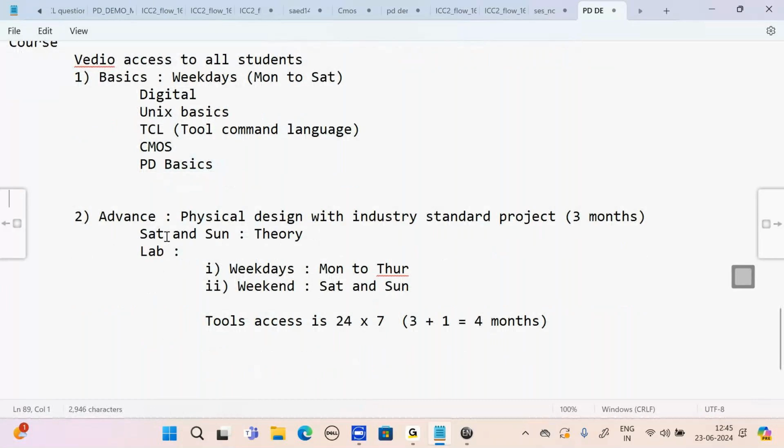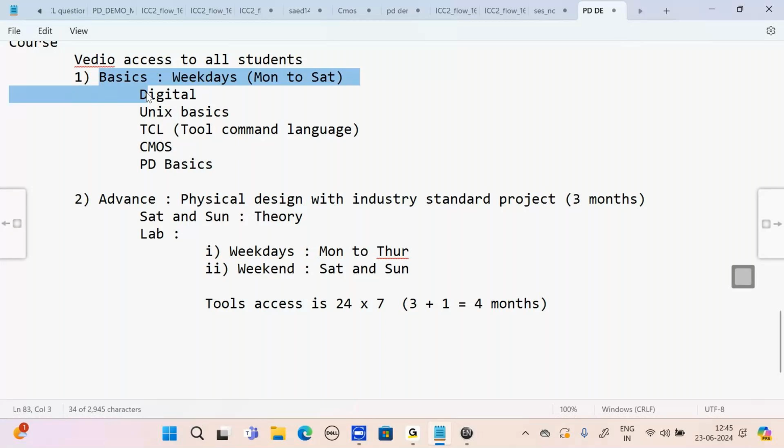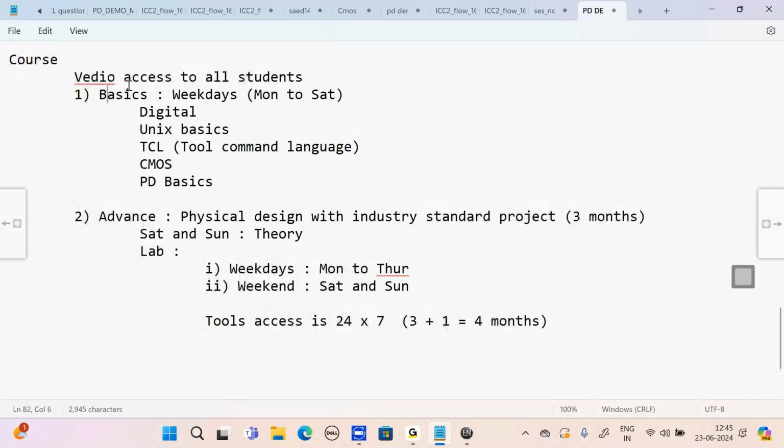It is not compulsory that you should opt for basics. If you're not good in all these concepts, you should opt for basics. So this is what the course content is. If you opt for basics, the basics will go for 2 months, and your advance is for 3 months. Approximately it will take 5 to 5.5 months, the entire course, including basics.